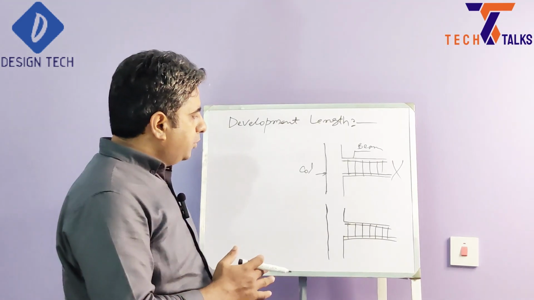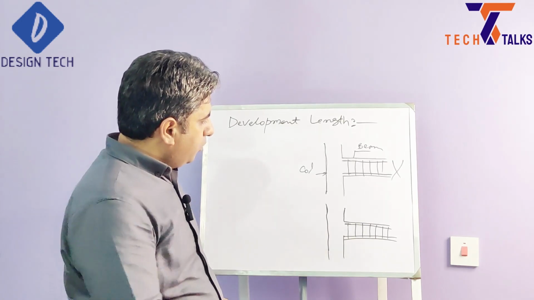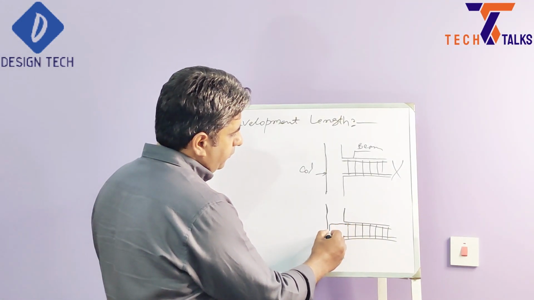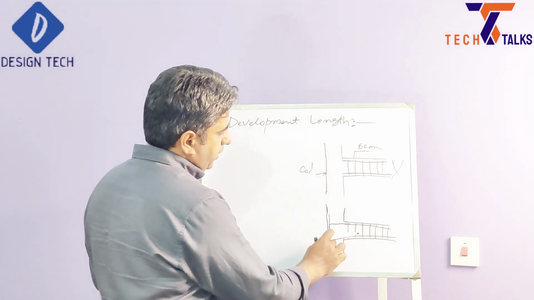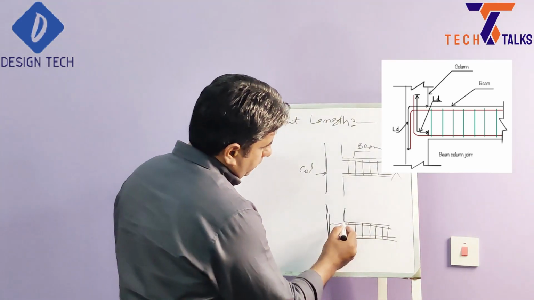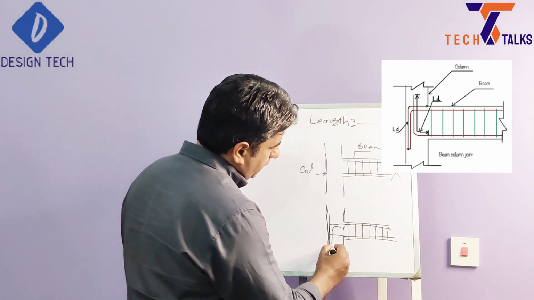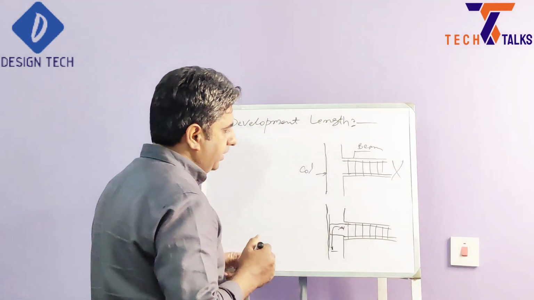So to make the good bond between beam and column, we need to embed this beam reinforcement inside the column. So this is called development length. So its development length will start from face of column till to the end. So this will be its full development length.